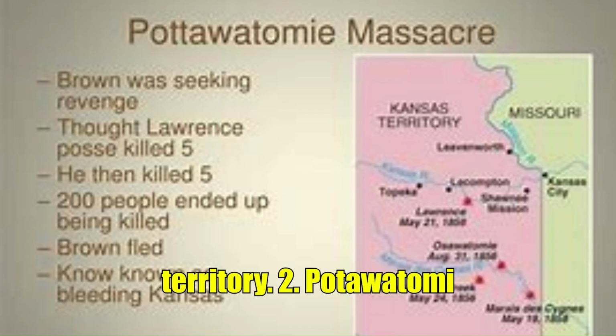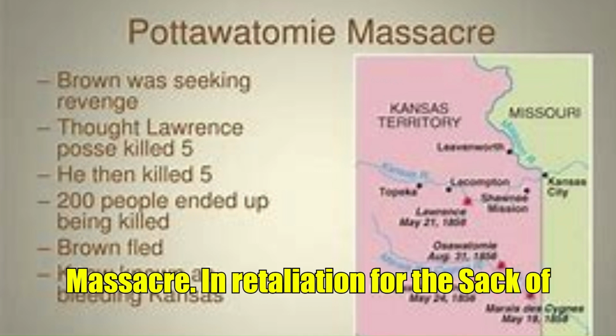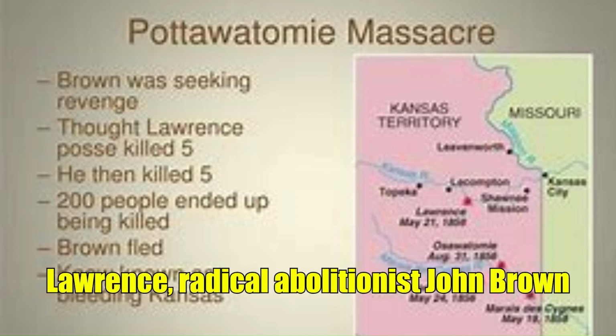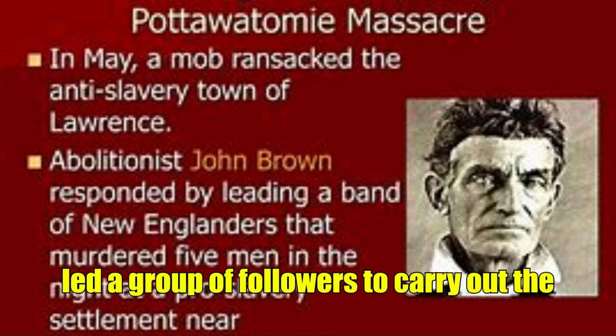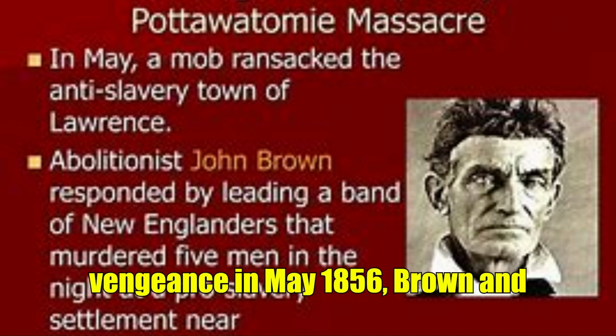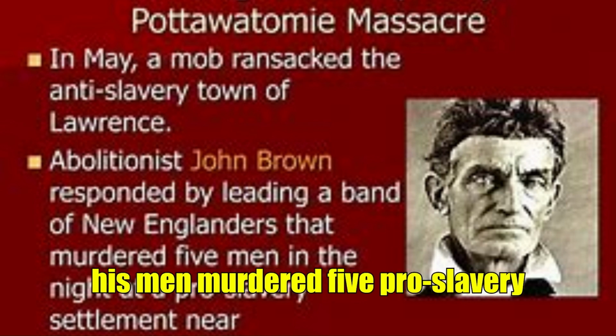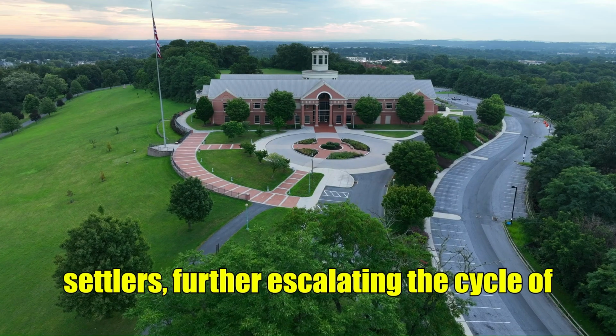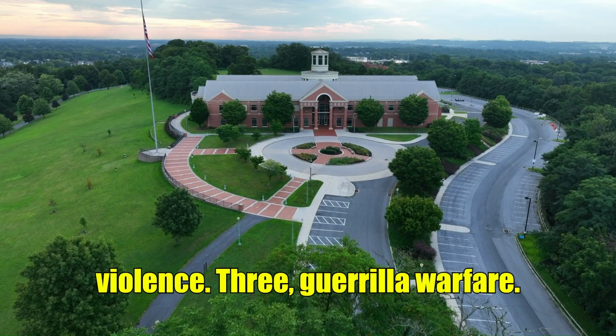2. Pottawatomie Massacre. In retaliation for the sack of Lawrence, radical abolitionist John Brown led a group of followers to carry out the Pottawatomie Massacre. In a brutal act of vengeance in May 1856, Brown and his men murdered 5 pro-slavery settlers, further escalating the cycle of violence.